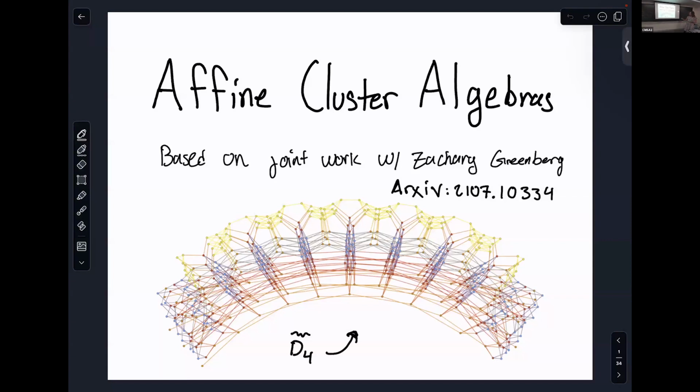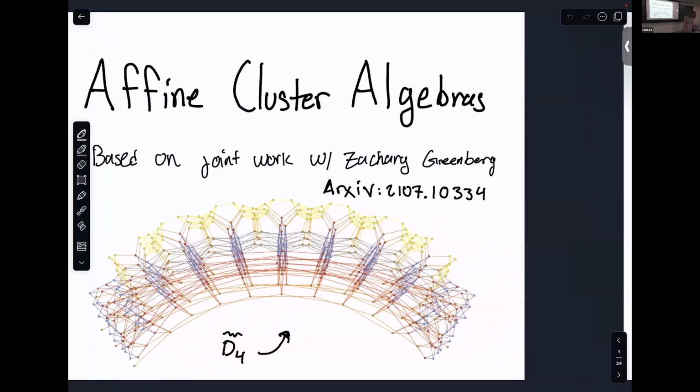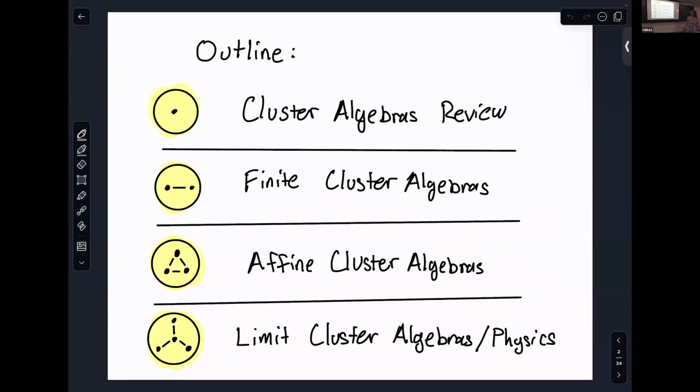I include a lot of these pictures in my talks, so hopefully by the end you'll have some idea of what this picture is. I'll show it a bunch of times. So I'm going to review cluster algebras a little bit. We'll talk about the finite cluster algebras, which have come up in a couple talks so far, and then we'll see what happens when we go to affine cluster algebras. And at the end, I'll hopefully tell you some relation to physics through this limiting cluster algebra, similar to what Hugh was writing down at the end there.